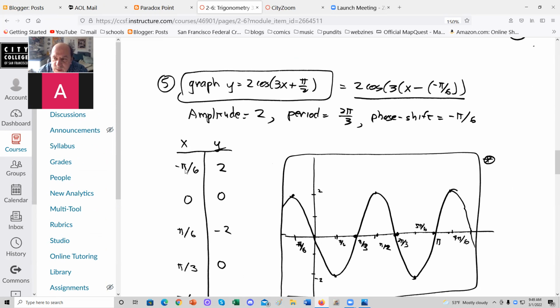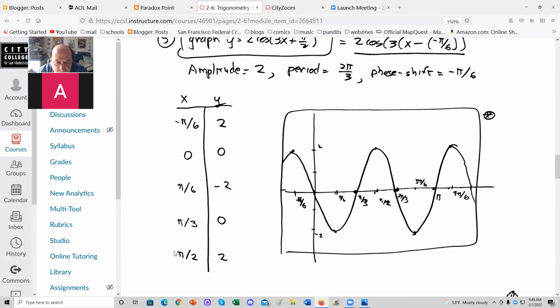So if you start with x equals negative pi over 6, you get a 0 here. 3 times 0 is 0. Cosine 0 is 1, times 2 is 2. So at minus pi over 6, it's at 2. The period is 2/3 pi. So add 2/3 pi to minus pi over 6, you get pi over 3. No, sorry, that's pi over 2. So from here to here, you go from 2 back to 2.